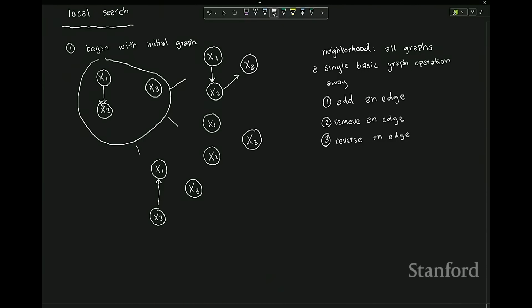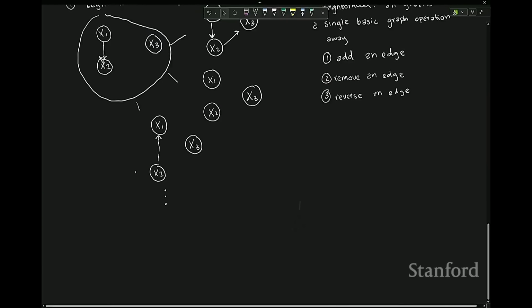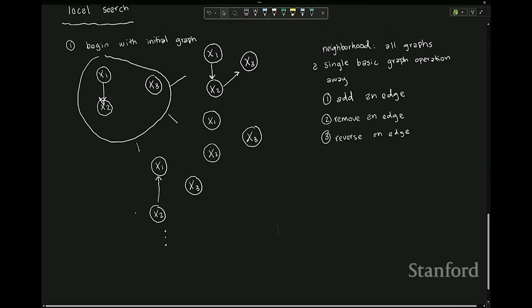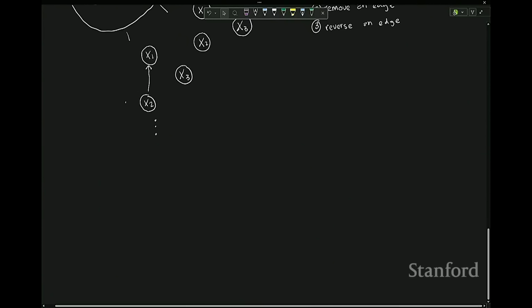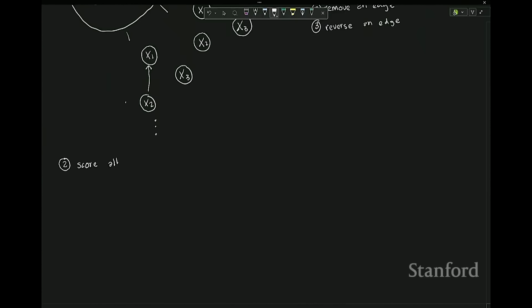And as I mentioned at the beginning, there's more than just one edge that we could add, so our neighborhood will be a bit larger than this, but it's just everything that's one basic graph operation away. So we start off with some initial graph. We have all of the graphs in its neighborhood, and then in local search, what we're going to do is we'll score all neighbors so long as they don't introduce cycles, and then we move to the highest scoring neighbor. So now the highest scoring neighbor is our current graph.